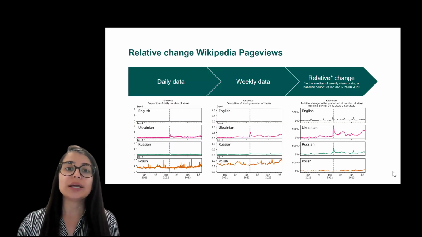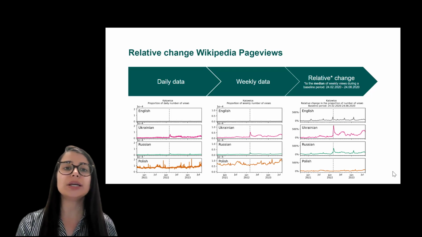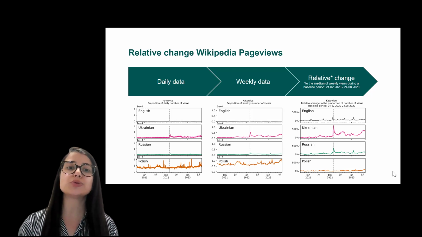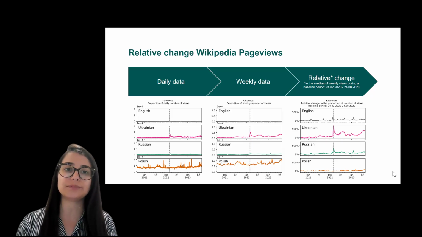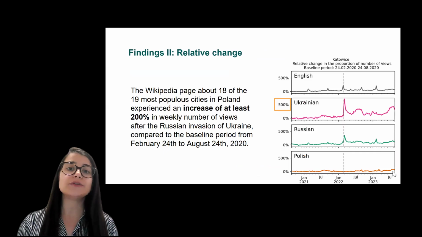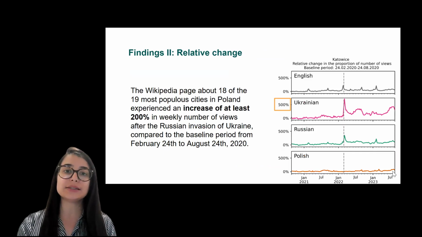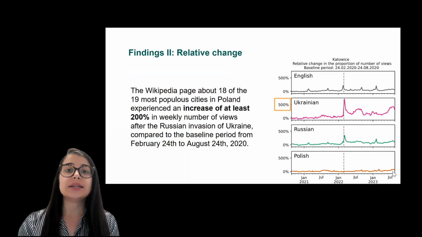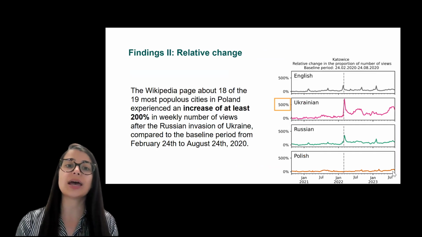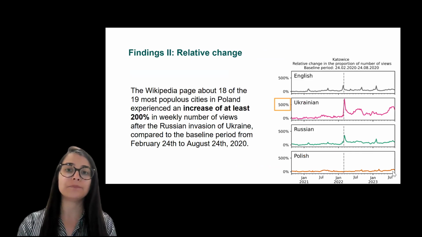Then we calculated the relative change in the weekly number of views in comparison to a baseline period from February to August 2020. We found that for 18 out of 19 cities we looked at, there is an increase of at least 200% in the weekly number of views after the Russian invasion of Ukraine. In this example, the increase is even higher, more than 500%.